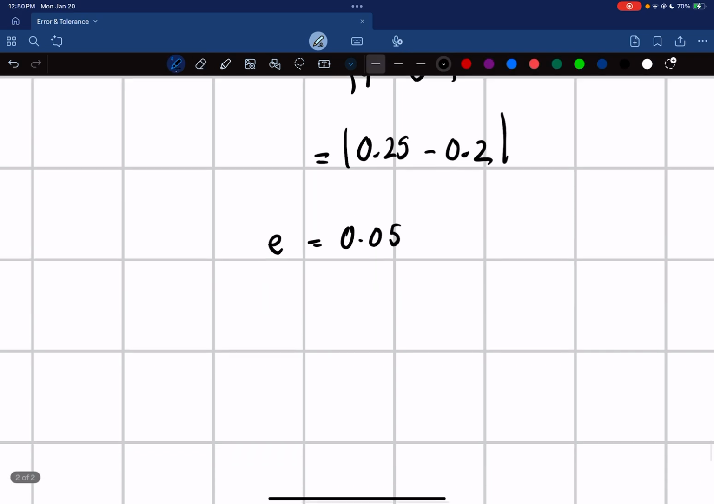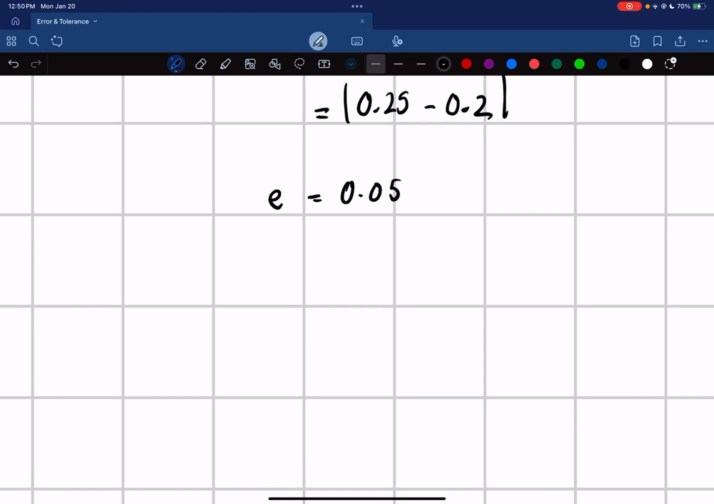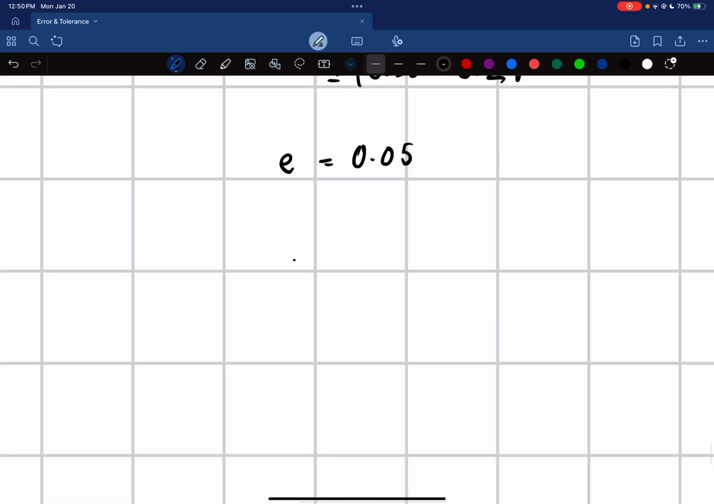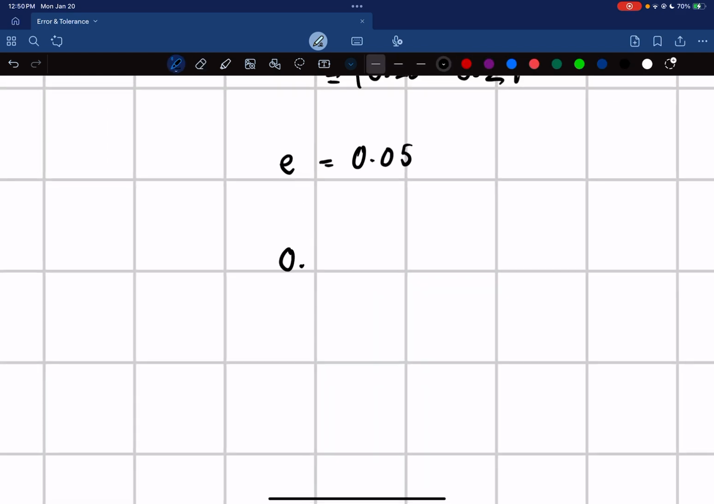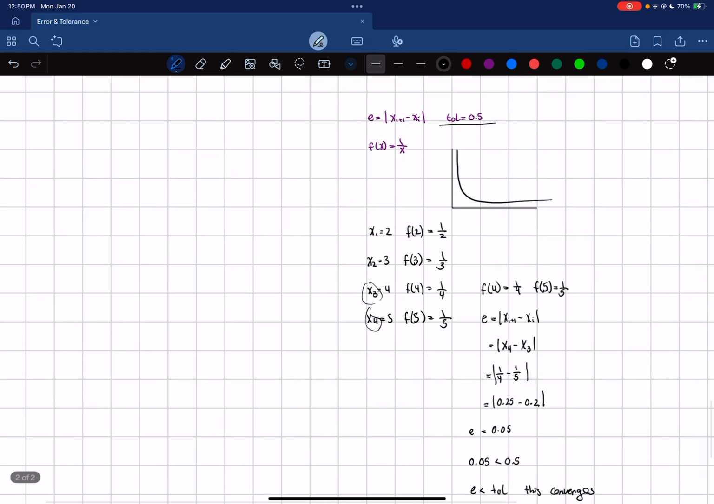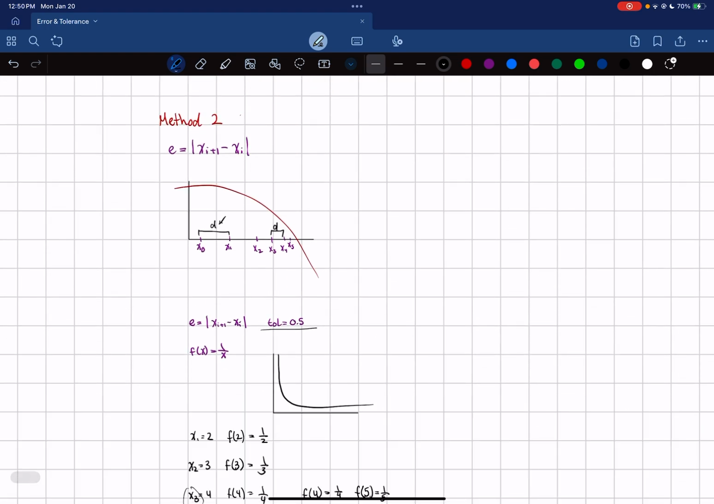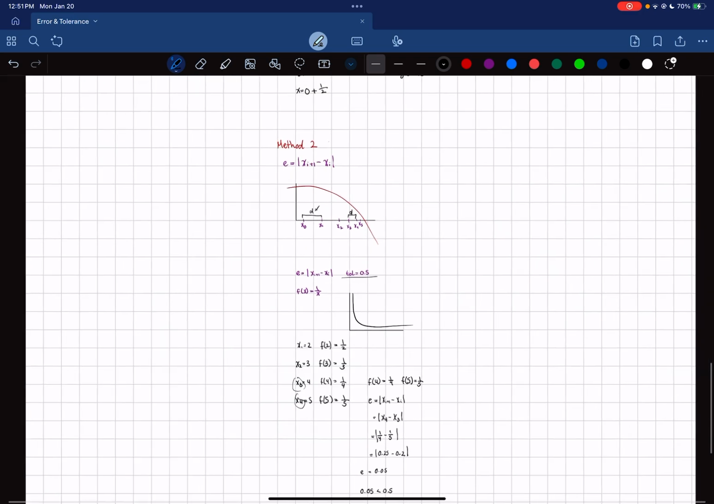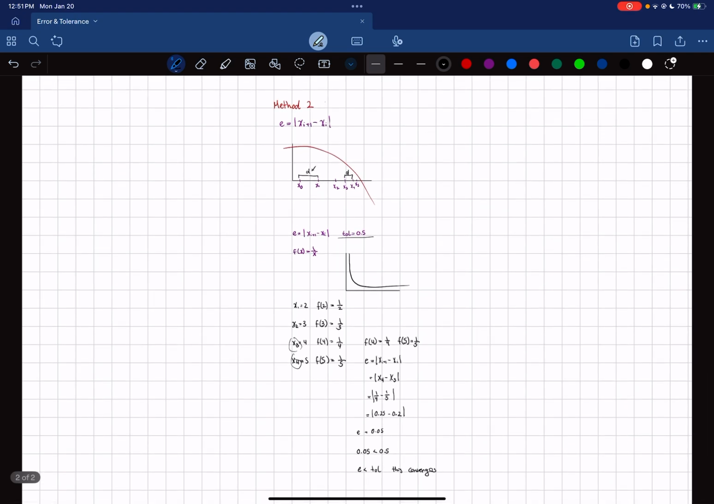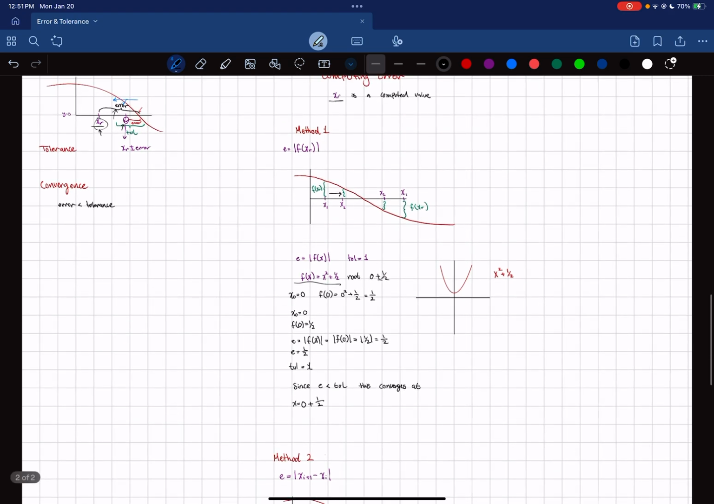And so my algorithm will ask, does this converge? How do I know it converges? If the error is lower than the tolerance. My tolerance is 0.5. So my error, 0.05, is lower than 0.5. So my error is lower than my tolerance, and this converges, right? But we know, obviously, this doesn't converge. This doesn't have a root to begin with. And so, you see, this method also has an issue: you have to know the function beforehand, and you have to be careful with the tolerance you're choosing. And that is the same for both methods.